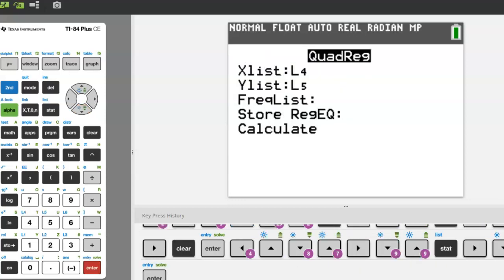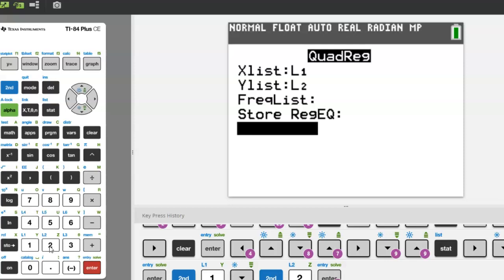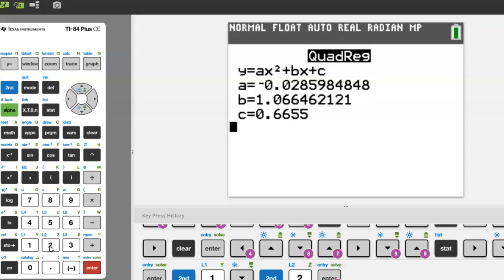I'm going to change this to L1. Sorry, I forgot to do that. Yours already says L1, L2, so you don't have to worry about what I'm doing right now. But then you go ahead. So right now your screen would look like mine, L1, L2. So just arrow down, or I'm sorry, enter down until you get down to the bottom where it says calculate. Hit enter one more time, and it gives you this screen.